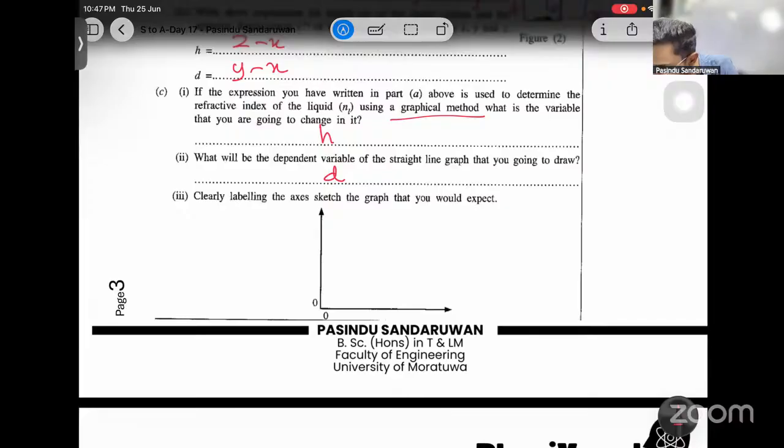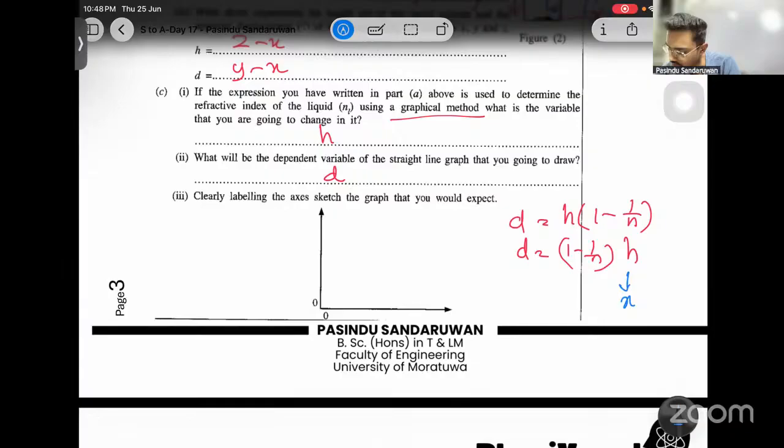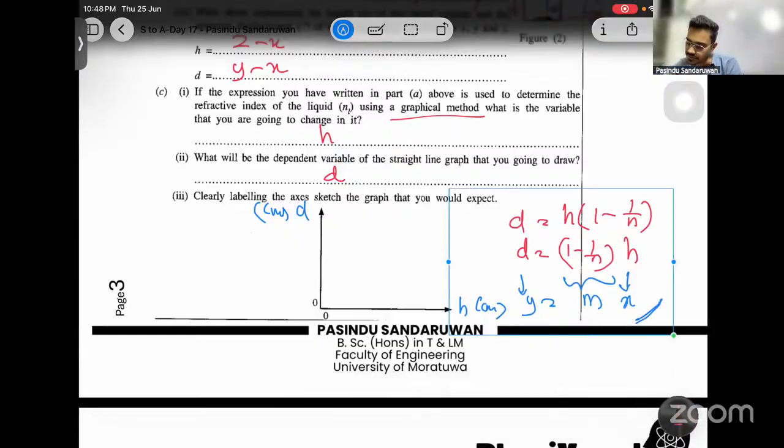Then it goes d equals h times 1 minus 1 over n. Identify these variables: then 1 minus 1 over n times h. Now this is our x-axis, h, should be in centimeters or meters. Then this is our y-axis, d, should be in centimeters or meters. Whatever is the product with x is the gradient. Then the graph is y equals mx.